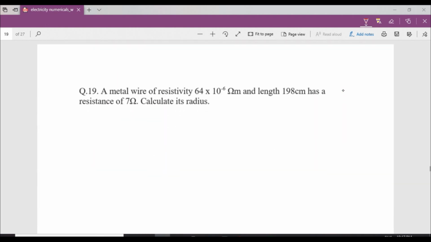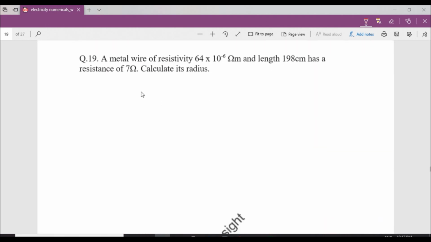Proceeding to the next question, the last question of our today's session. A metal wire of resistivity 64 into 10 raised to power minus 6 ohm meter and length 198 centimeter has a resistance of 7 ohm. We need to evaluate its radius.